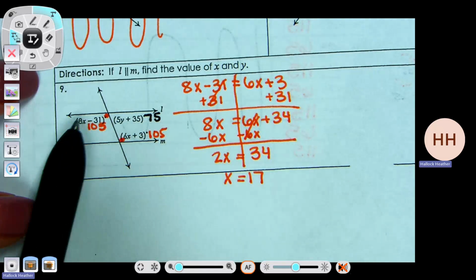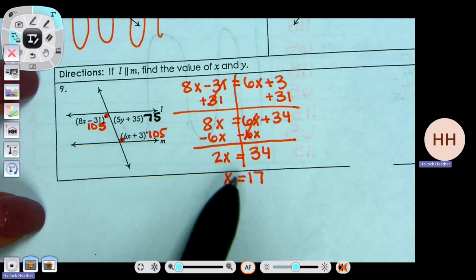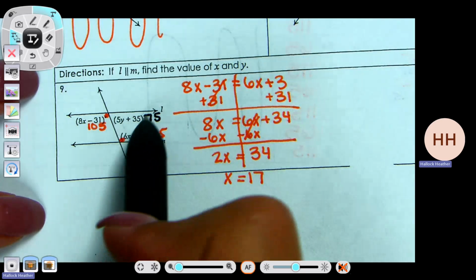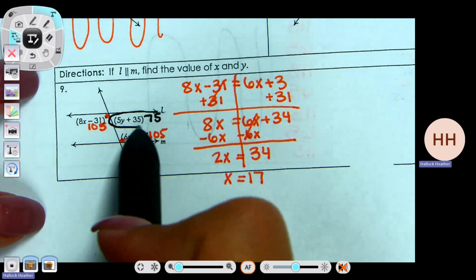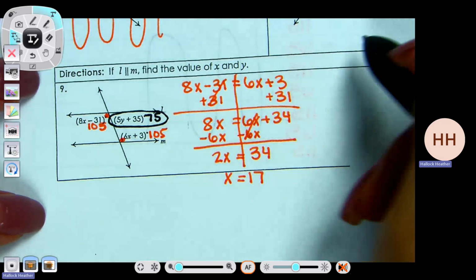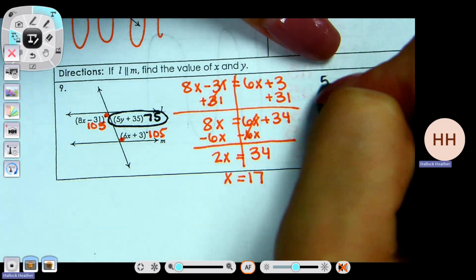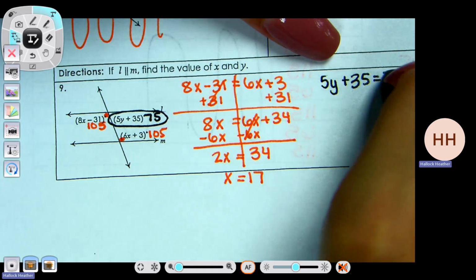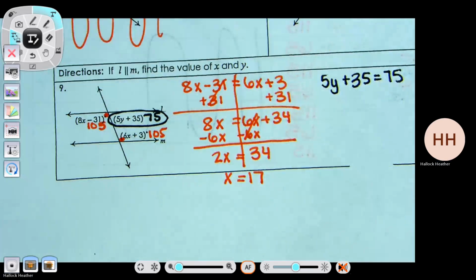8 times 17 minus 31, 6 times 17 plus 3 is 105. They are not the same as this. This is supplementary. So I'm setting these two values equal to each other to solve for y. So 5y plus 35 equals 75. It's 8. And then y is 8.